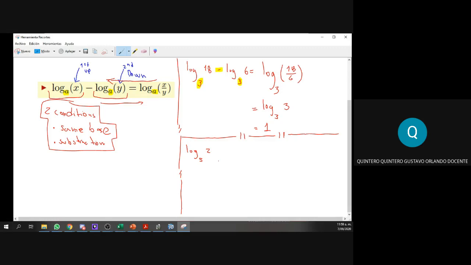5 elevated to the 2? No. 5 elevated to the what gives me 2? To the first, no, because that's 5. To the second one, no, because that's 25. So it has to be a value lower than 1, right? 0 point something. But we can approach this with our property.